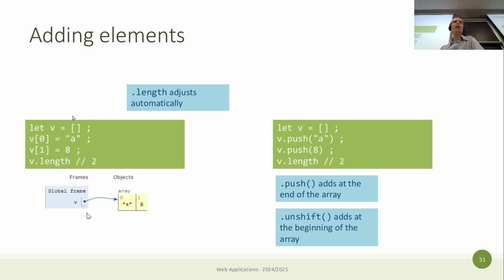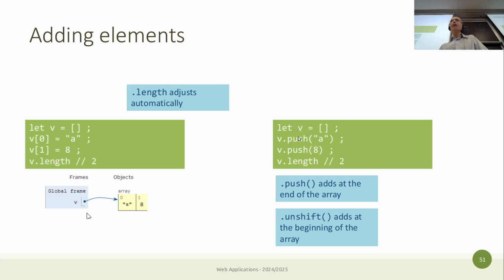Length adjusts automatically. So v, it's empty. We put elements. We ask for the length. In the end, it's 2 because we put 2 elements. Okay? Why does it work like this? Because they are not really arrays directly in the memory of the JavaScript execution environment. They are not like C. They are more like Python or Java. They are managed by the environment. So every time you touch the array, the environment knows it and updates the value of the length. Okay?